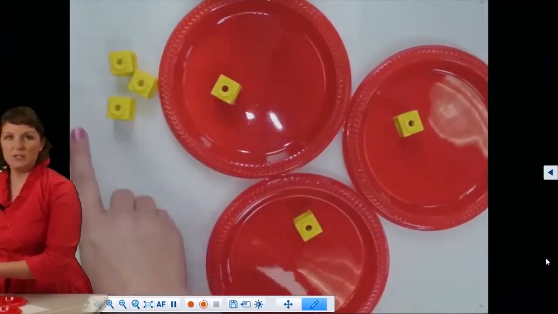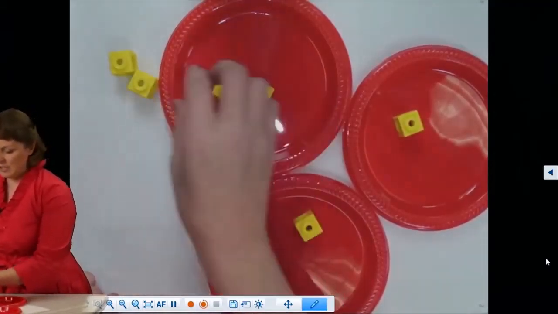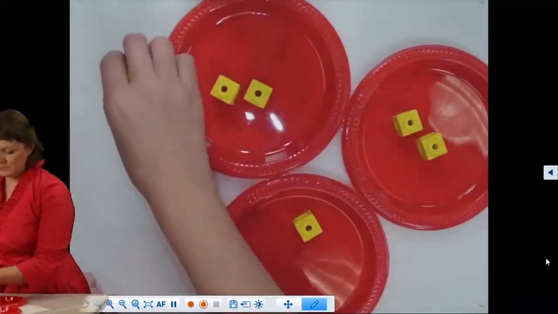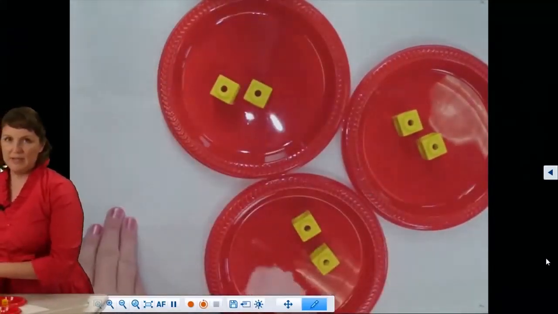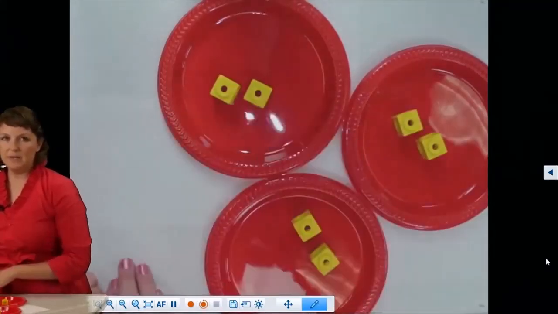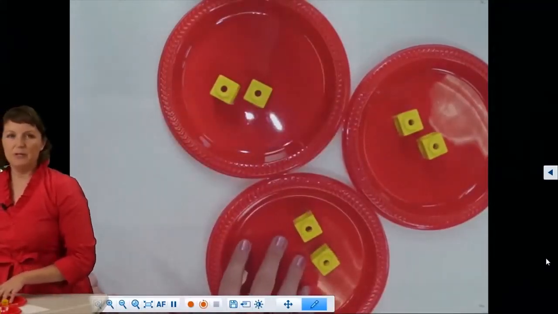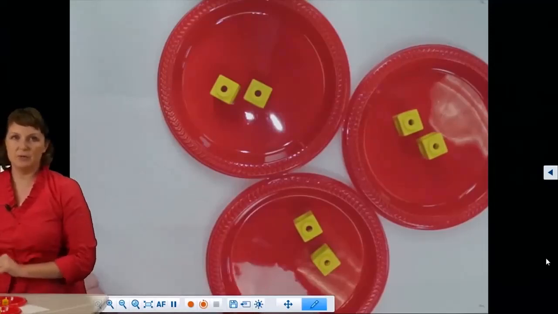And I still have more cubes to share. So another cube on each group. So when I have 6 and I share them equally among 3 groups, my answer is 2. There are 2 on each group.